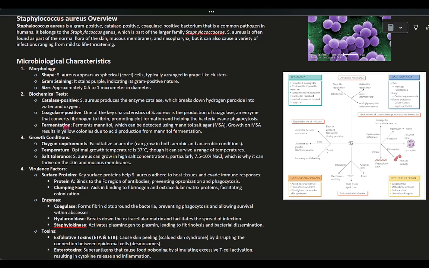Finally, we have fermentation. The Staphylococcus aureus ferments mannitol, which can be detected using the mannitol salt agar. And so growth on the mannitol salt agar results in yellow colonies because of the acid production from the mannitol fermentation.